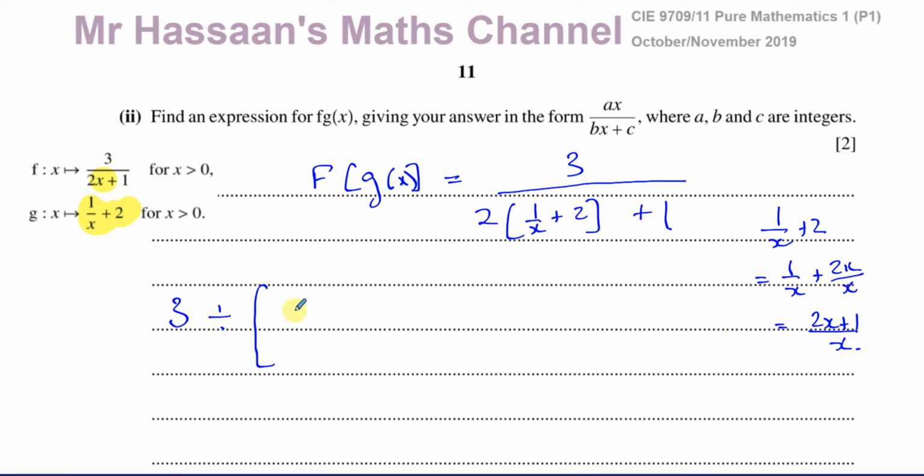So you're going to have 3 divided by, and you're going to have 2 times. Now, instead of 1 over x plus 2, I'll write this as 2x plus 1 over x, and then plus 1. Now, I can continue here.